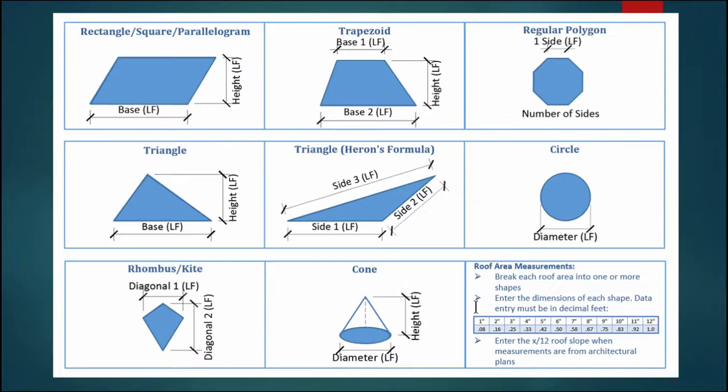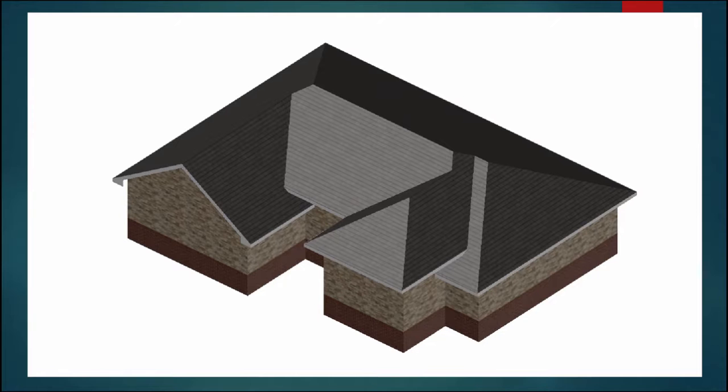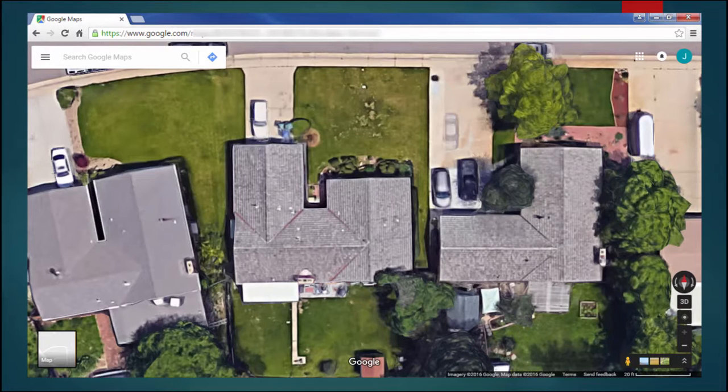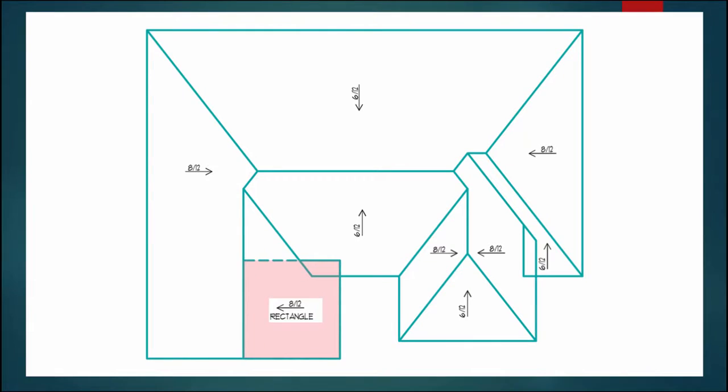We're going to begin by breaking it down into one or more of these shapes. Then we're ultimately going to take measurements and enter those dimensions into the spreadsheet. Now, this system works if you're measuring from architectural plans, or if you're pulling field measurements for the roof, or if you use an aerial roof measurement service. Let's start off the takeoff by looking at the roof planes.